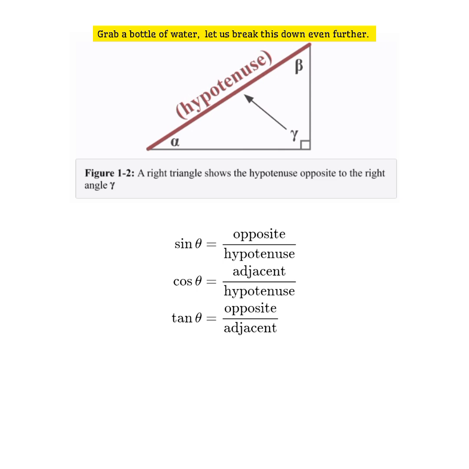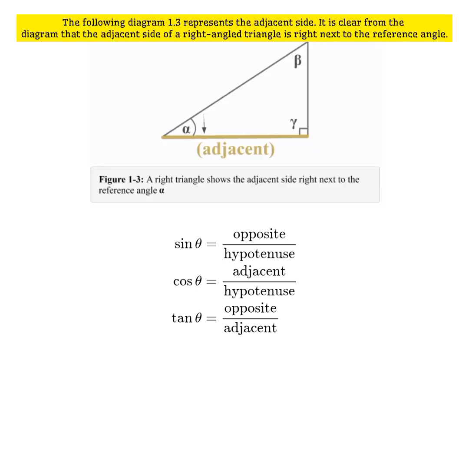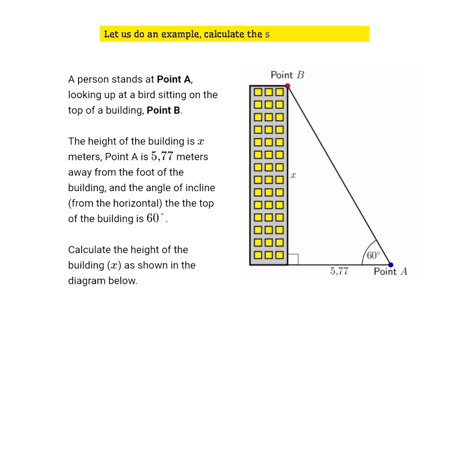Let us break this down even further. The following diagram 1.3 represents the adjacent side. It is clear from the diagram that the adjacent side of a right-angled triangle is right next to the reference angle. The following diagram 1.4 represents the opposite side, all the way across the other side from the reference angle. It is clear from the diagram that the opposite side of a right-angled triangle lies exactly opposite to the reference angle.